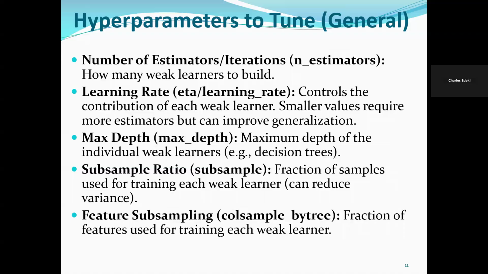Tuning the feature subsampling. Okay, so if no question, let's keep going, or wait for a few seconds.